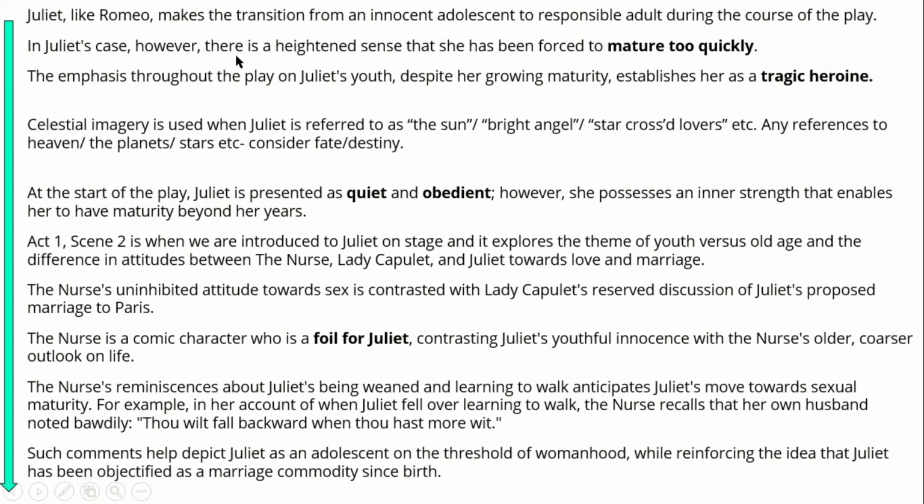So such comments help depict Juliet as an adolescent on the threshold of womanhood, while reinforcing the idea that Juliet has been objectified as a marriage commodity since birth. So this is just her destiny in Elizabethan society, that she's been raised, and she is sort of this possession of her parents, and now she will be married off into an arranged marriage that will be more for social status than for love. But Juliet's accepting of this because this is just the norm in Elizabethan society.